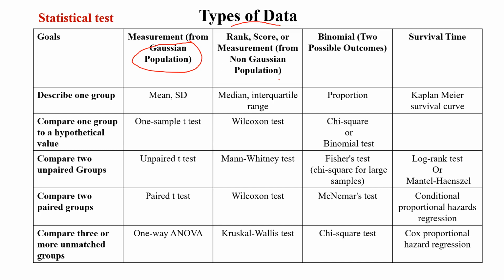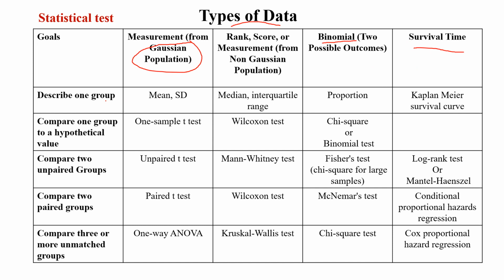And if data is not following the characteristics of the normal distribution, which is from a non-Gaussian population, then we'll go for the non-parametric test. And if the outcome variable is binomial or categorical, then which statistical test will apply? And if data is time to event, what would be the expected survival time? In which condition we can apply which kind of statistical test, we try to explain here in a few points.